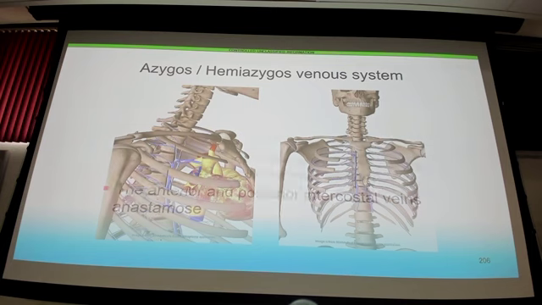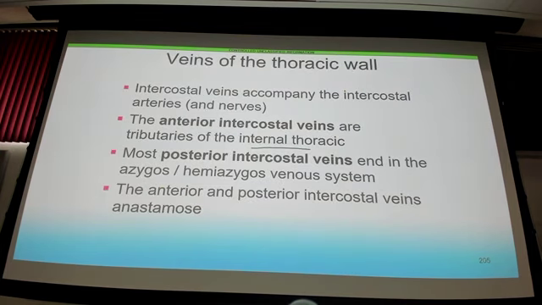So the take home here, just to clear it up, it's an interesting system, but if you were asked by anybody, where do the anterior intercostal veins drain? The thoracic vein, or internal thoracic vein. And then the posterior intercostal veins would drain into the azygos system before they ultimately make it back to the vena cavas. That's all we need to pick up on.